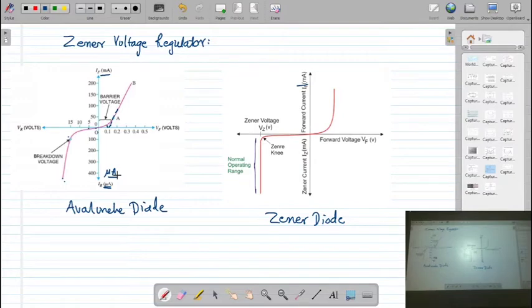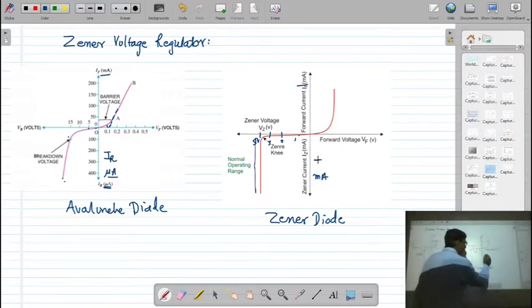But if you look at the characteristics of a Zener diode, as we increase the reverse bias voltage, 1 volt, 2 volt, 3 volt and 5 volt, then here at 5 volt, suddenly there is a breakdown. And whatever the current flowing, that current is in the order of a milliampere. Means in an avalanche diode, the reverse bias current is in the order of microamperes. In a Zener diode, the reverse bias current is in the order of milliamperes.